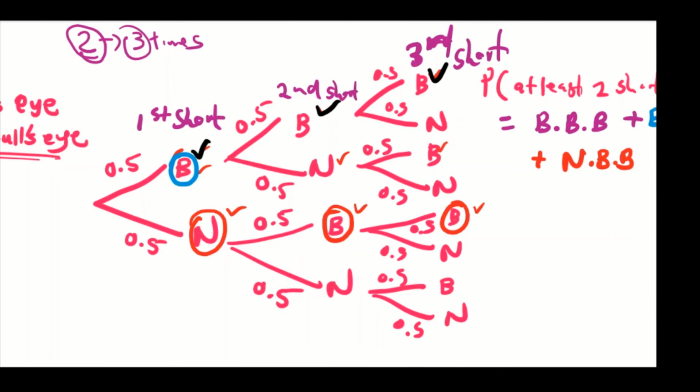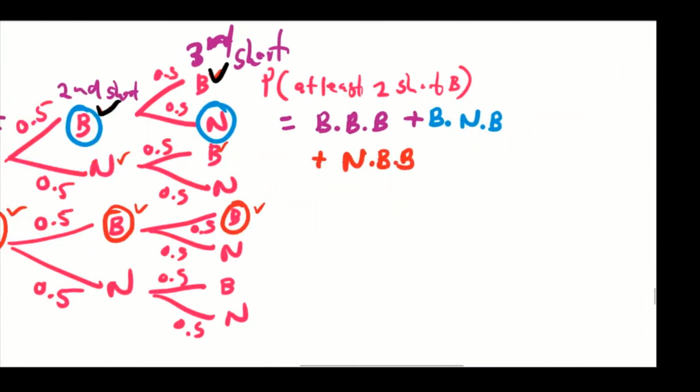This one here and this one here. So BBN, right? Plus BBN. So now we have the probability of at least 2 shots. So anything else is not at least 2, it's just below that, right?